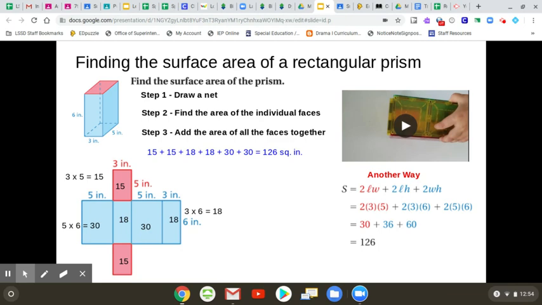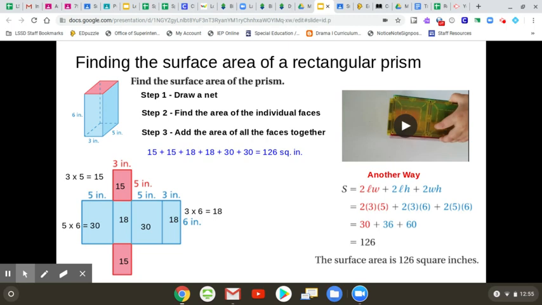The surface area is equal to 2 times length times width plus 2 times length times height plus 2 times width times height. And if you go through and you solve it that way, you'll end up with the same exact answer, 126 square inches. So feel free to use either method, they both work.